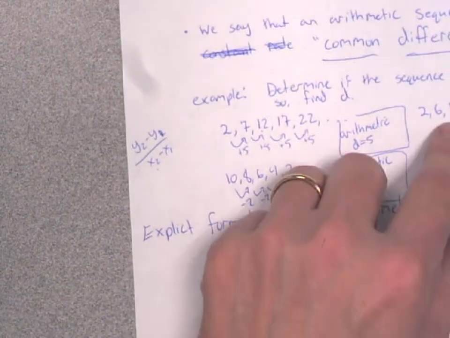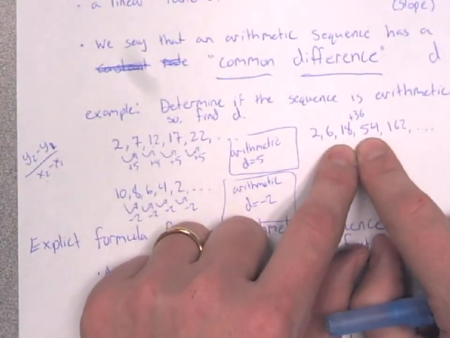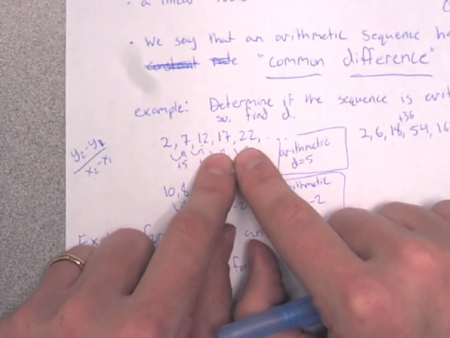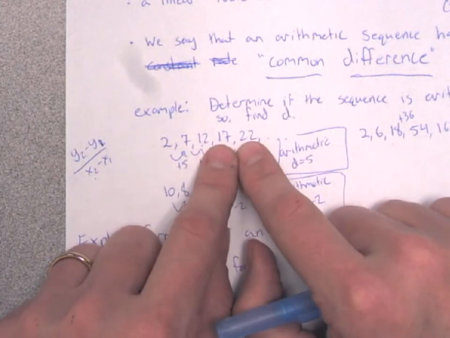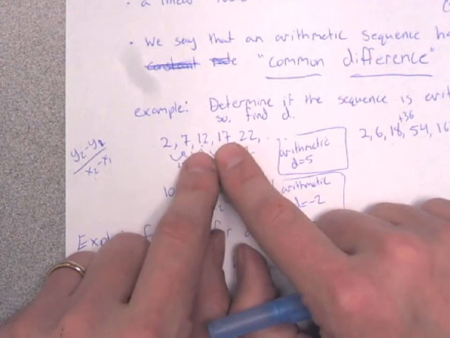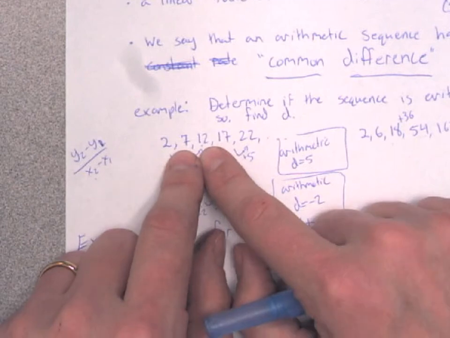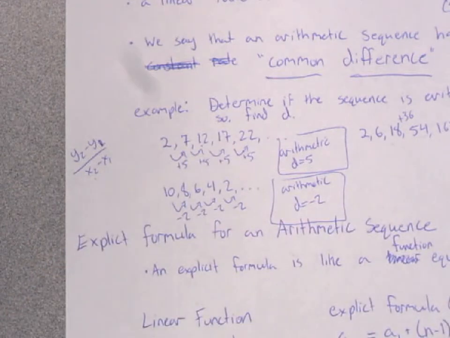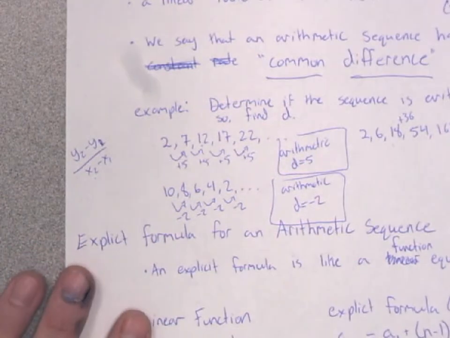And so if you think about these as y values or outputs, 22 minus 17 is 5. 17 minus 12 is 5. 12 minus 7 is 5. So that's kind of like your slope, but since we're talking about sequences, we don't say slope, we say common difference. Okay.